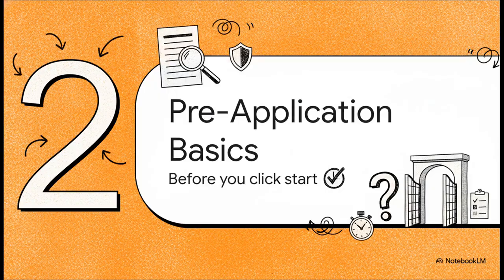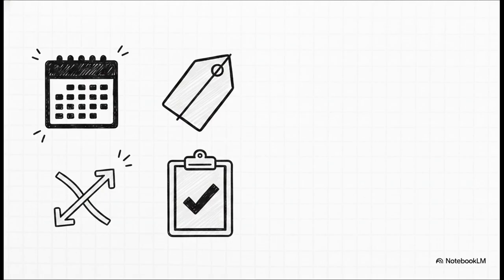Section 2. Pre-application essentials. What you need before you click Start. Knowing the rules before you start is going to save you a ton of time later. First up, note that applications for the 2027 academic year officially opened on the 1st of April 2026. Next, and I love this because it's so rare these days, applying here is completely free. There are absolutely no sneaky application fees waiting to ambush you at the end.